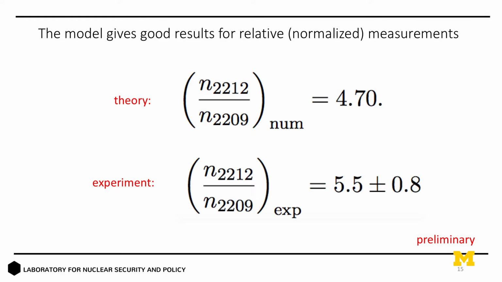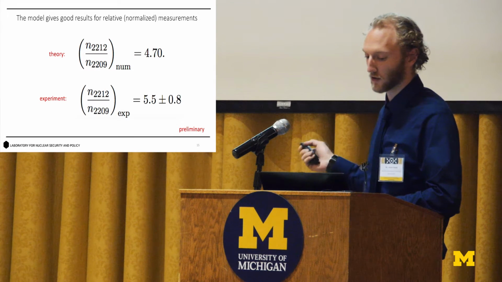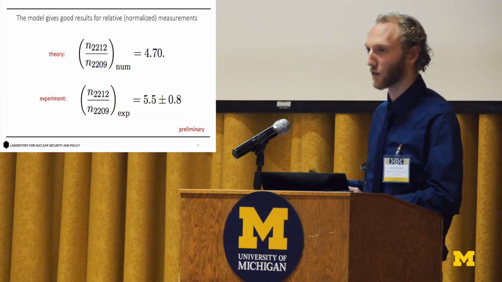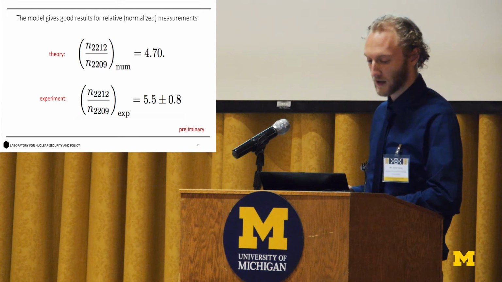So the model I showed in the previous slide actually gives quite good results for the relative measurements. That's where we're taking the ratio of the aluminum line at 2.212 MeV to the depleted uranium line at 2.209 MeV. In theory, we should get a ratio here, depending on the exact experimental configuration, of about 4.70. That's a ratio of count rates, again, per microcoulomb of delivered beam charge.